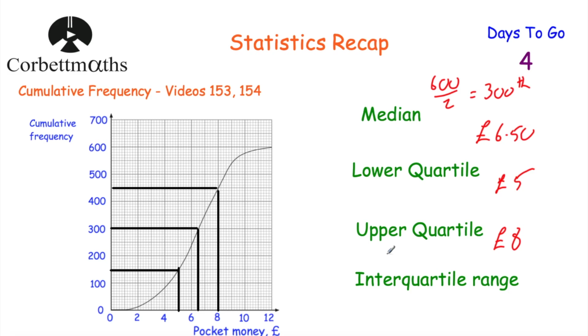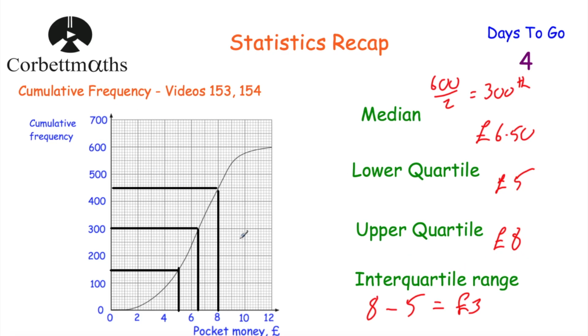And then in terms of the interquartile range, that's the difference between the upper quartile and the lower quartile. So we just do 8 take away 5 is equal to £3. So if you want to find the interquartile range, you find the upper quartile, you find the lower quartile, and you take them away. And that's how you find an estimate for the median, an estimate for the lower quartile, an estimate for the upper quartile, and an estimate for the interquartile range using your cumulative frequency curve.